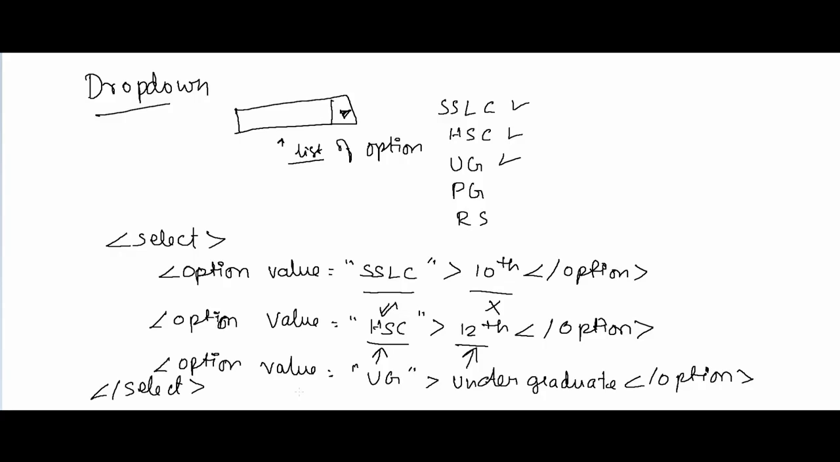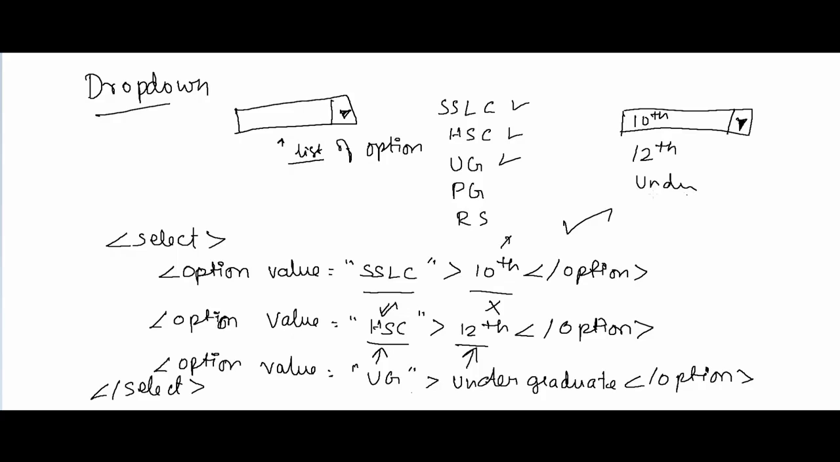See, on loading itself, I want to select this UG. Initially the drop down will be created. After executing this code, it will result like 10th. Actually we have given the value as 10th. So it will show 10th as the first option. When I click this arrow, you can see 12th, undergraduate, this list as a drop down.